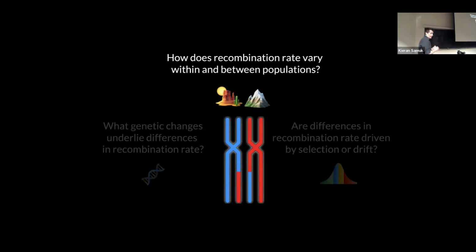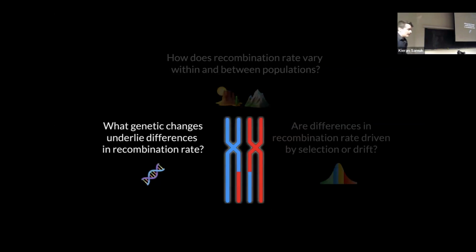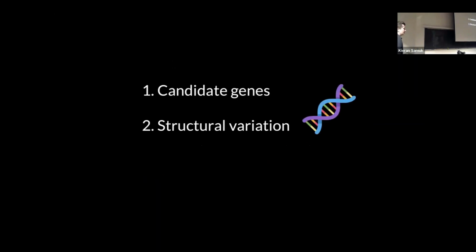Okay, so that gave us a little handle on how it varies within and between populations. What about the genetic changes that we can identify underlying differences in recombination rate? We were a bit constrained in what we could do here, but we looked at 2 different things. The first was looking at a panel of candidate genes, meiosis genes that had been annotated in Drosophila. And we also looked at the influence of structural variation.